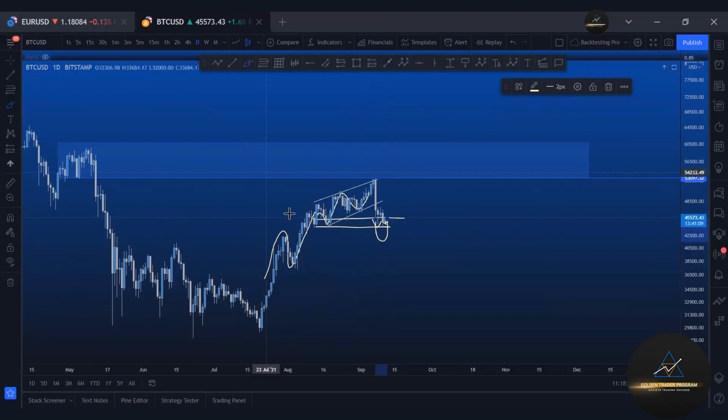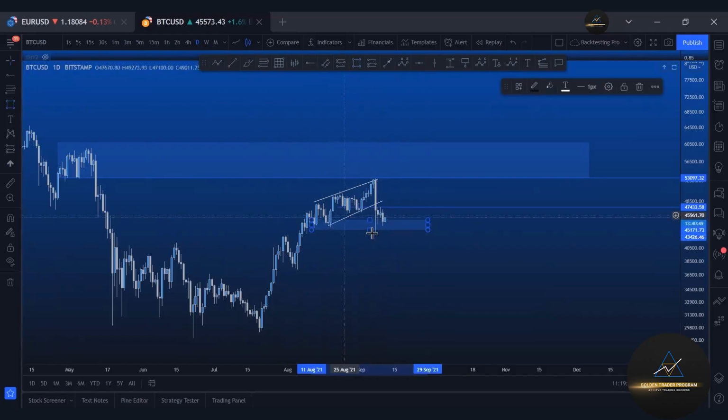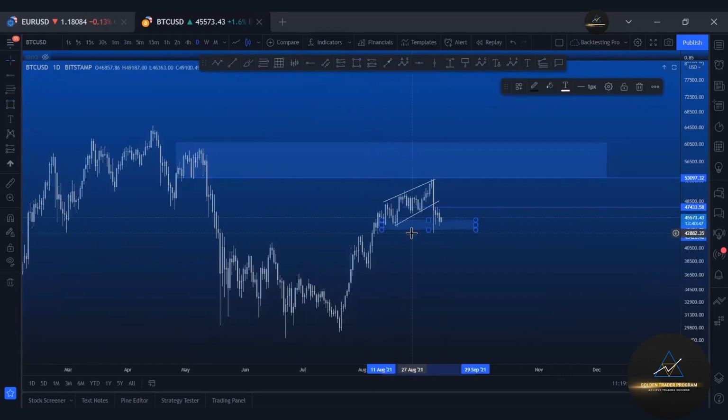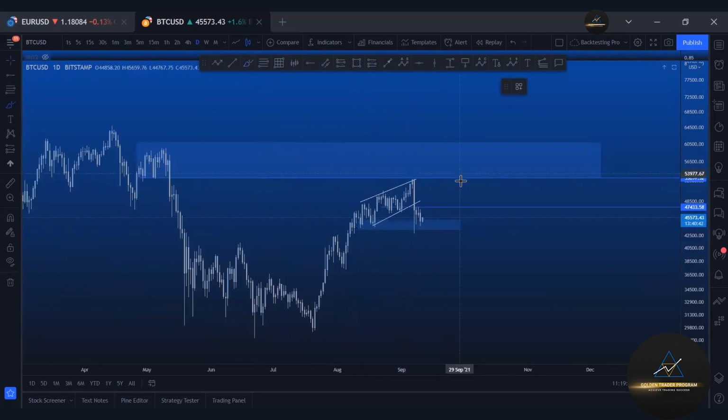Because when you think about it, let's actually zoom in a tiny bit on Bitcoin. And what can we see? That this body here, the actual body close, hasn't really broken structure. Now it's just within this range here. The most important aspect is as long as it doesn't break this significant structure, then at the moment, I'm still pretty bullish on Bitcoin.